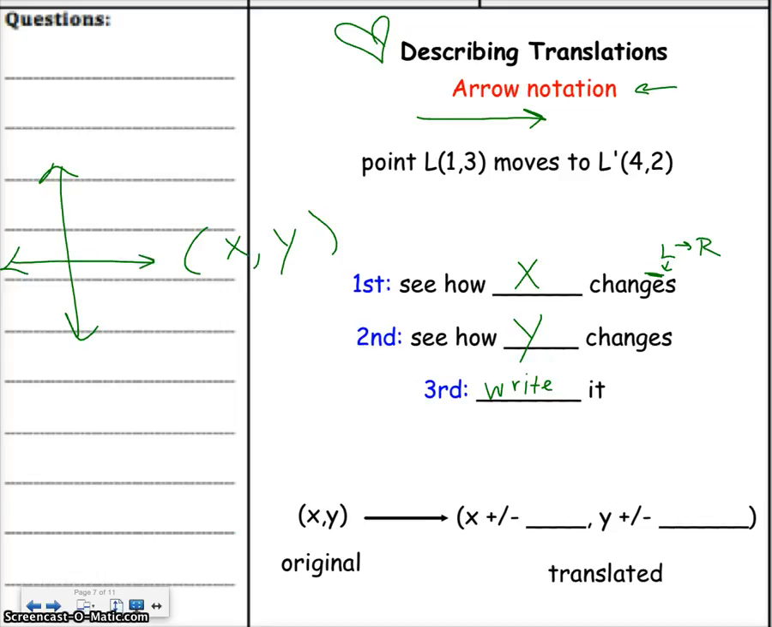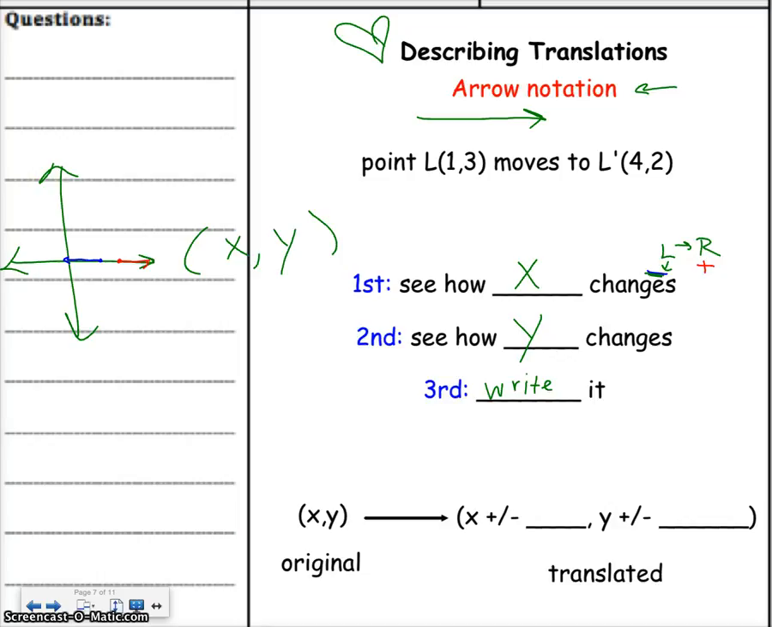So X is the horizontal axis. Let's say that my X was right here. If I go to the left, I am getting smaller, which represents subtraction. If my X started from right here, and I'm going to the right, my X is getting bigger. It would imply adding.